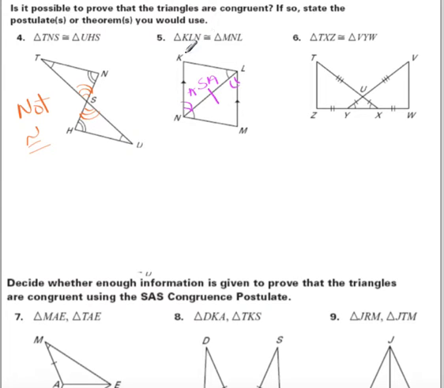But let's check the naming to make sure that it's in the right order. KLN, K to L to N. K should line up with M, and it does. L has a marking in this top triangle, the same as N in the bottom triangle, so L and N should line up, and they do. So those are in the correct order. So I am going to say yes by the angle, side angle, congruent postulate.